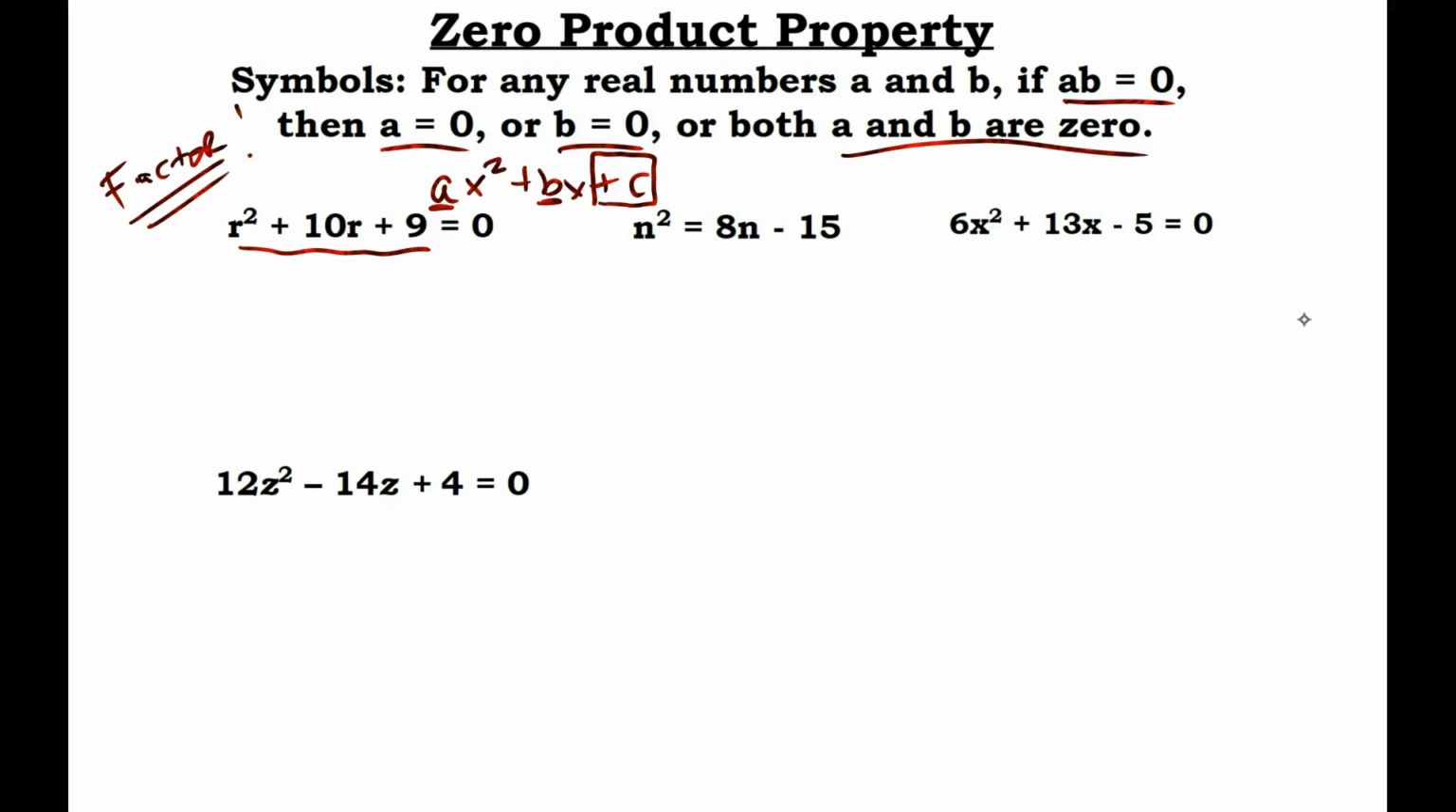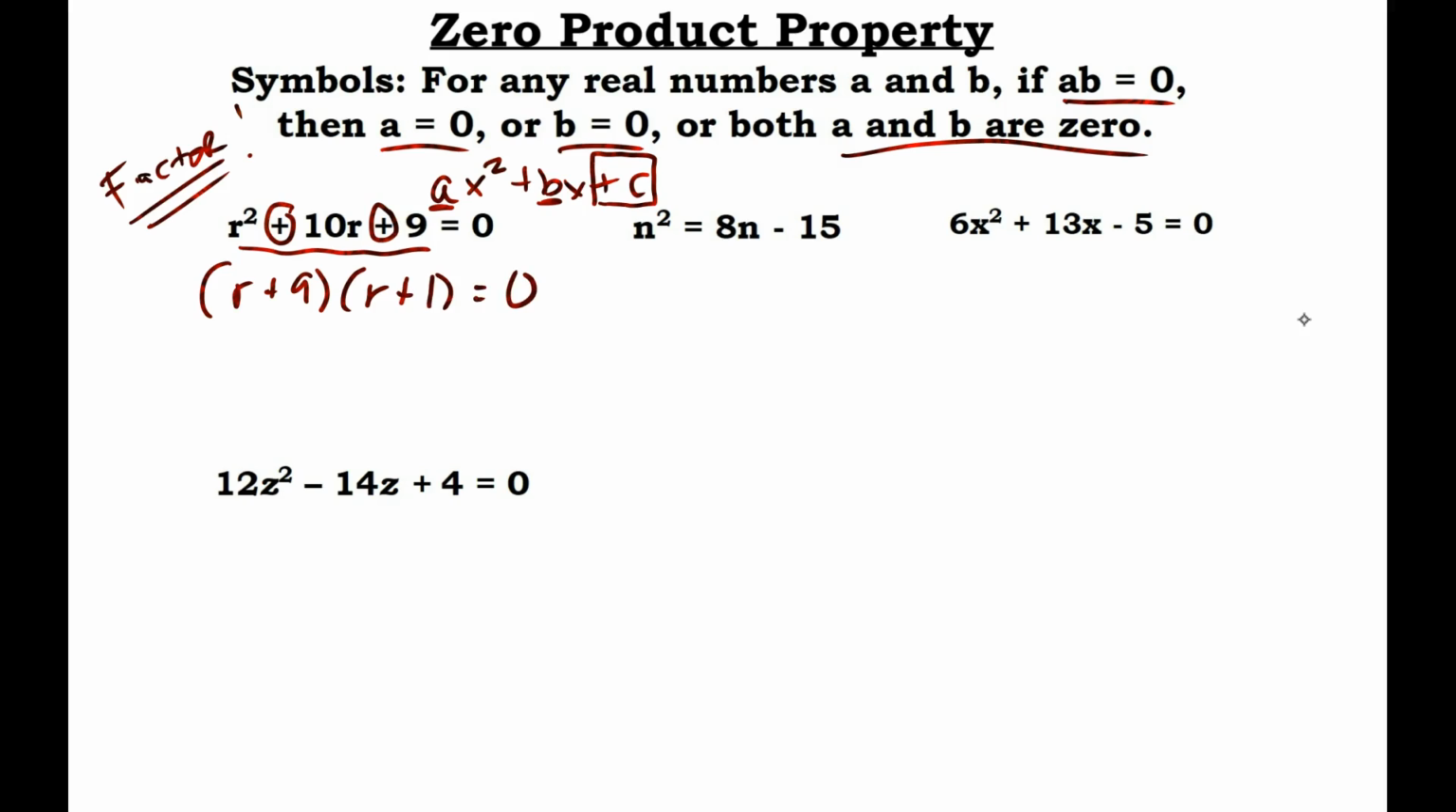All right, so factors of c that give us b. So we factored this, so this will factor in. This sign says, hey, it's the same sign. This sign says, hey, it's positive. The factors of 9 that add to give me 10 will be 9 and 1. So we get r plus 9, r plus 1 is equal to 0.